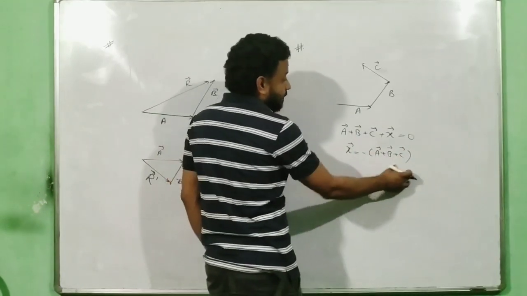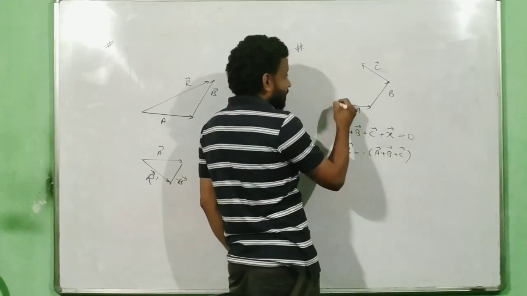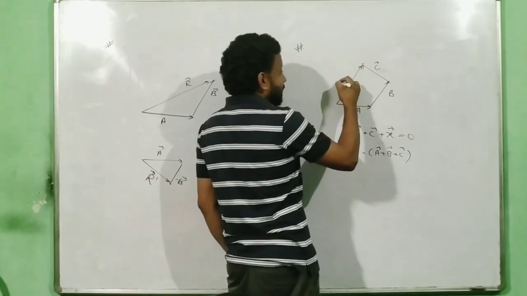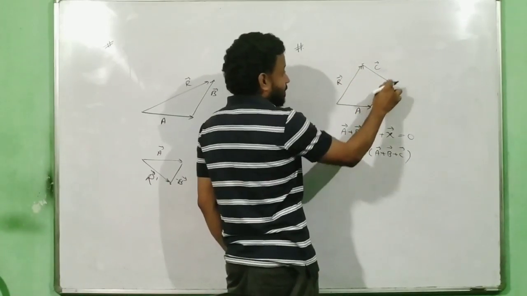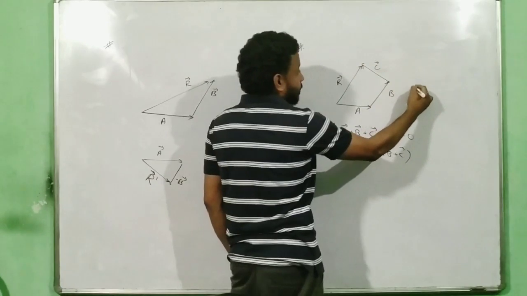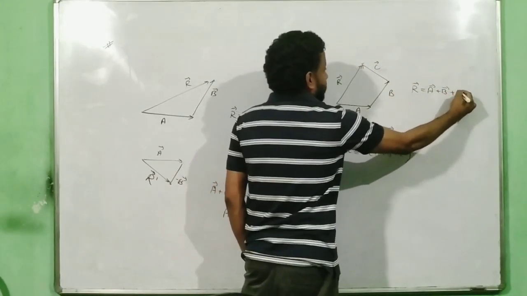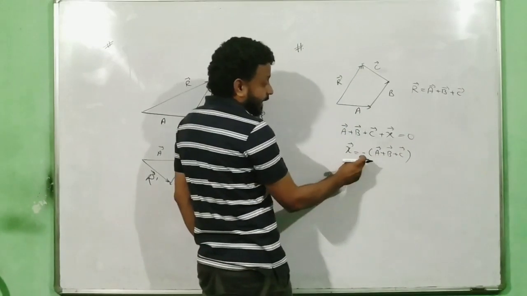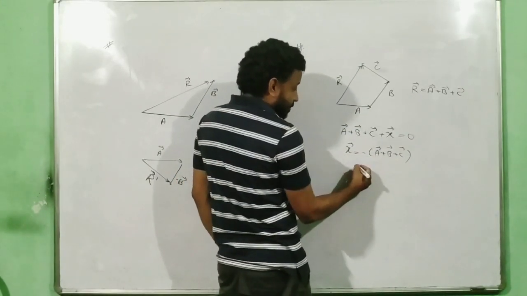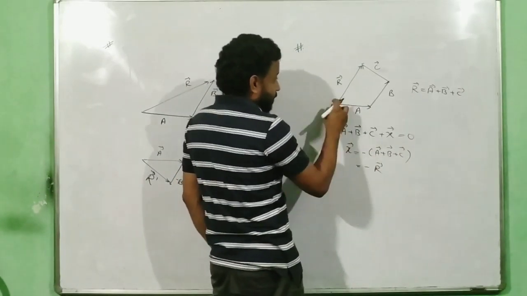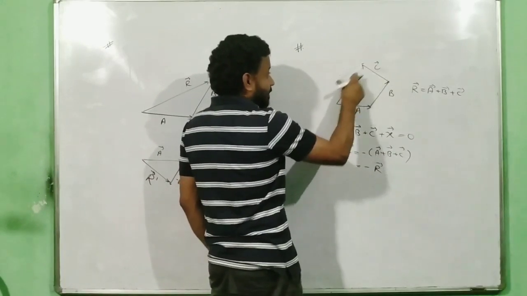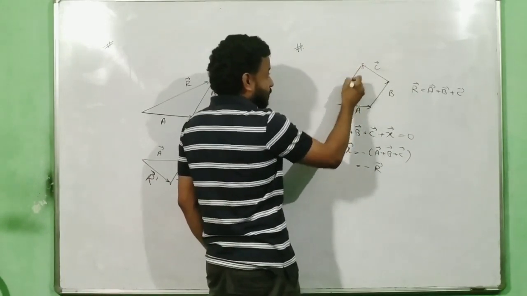So minus of this, that means this was the resultant vector of A vector plus B vector plus C. So if I have to use the word resultant over here, I can write A vector plus B vector plus C vector. Now what is x? x is minus of this. That means x is minus of the resultant. So this is your R. That means the value of x should be this one.